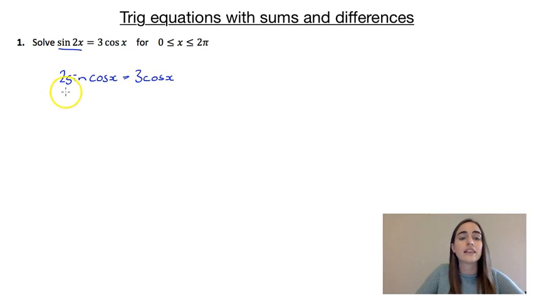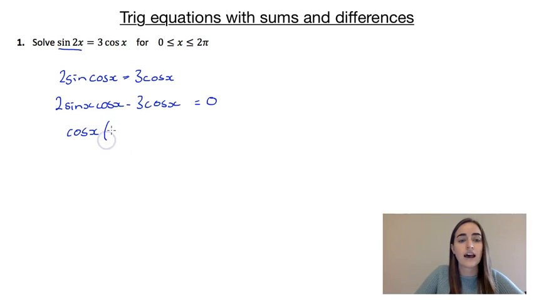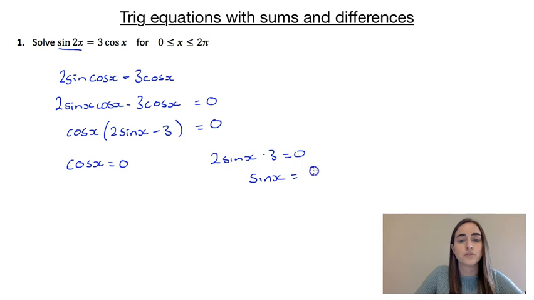Now if I pull that all over to the left-hand side, I'm going to have 2 sine x cos x minus 3 cos x is equal to 0. So to solve this, I'm going to factorize, and my common factor is that cos x. So I'm going to have cos x outside of 2 sine x minus 3 is equal to 0. So that means I'm either going to have cos x equal to 0, or I'm going to have 2 sine x minus 3 is equal to 0, which would mean that sine x is equal to 3 over 2. Now we've got to solve both of those.